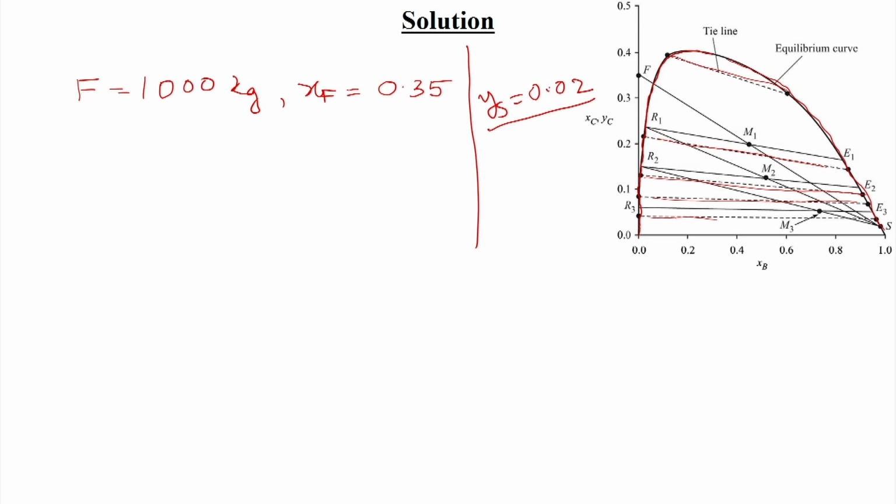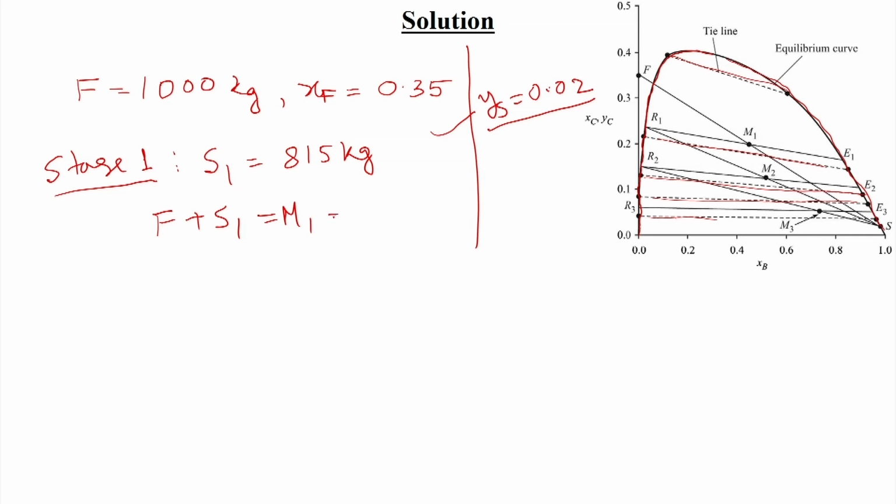Okay. So now we will start with stage 1. For stage 1 we have S1 equal to 815 kg and Ys equal to 0.02, which is common to everyone. Now F plus S1 is equal to M1, which is 1000 plus 815, so that is 1815 kg.